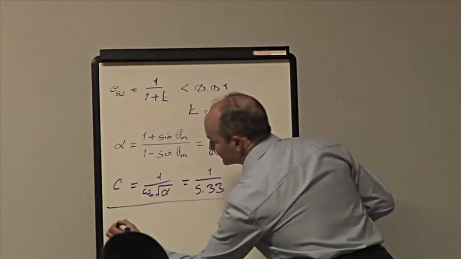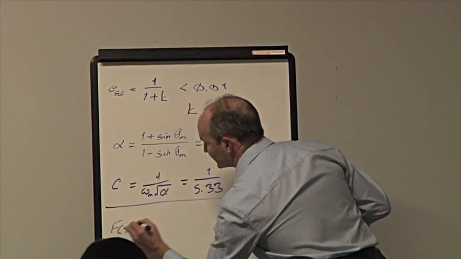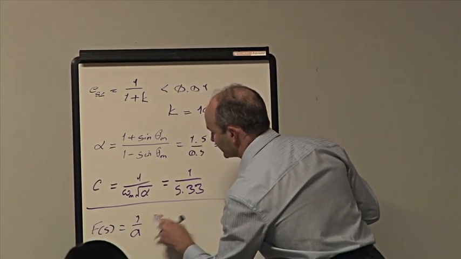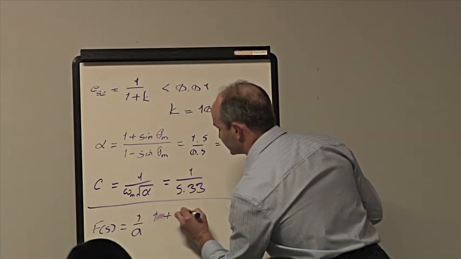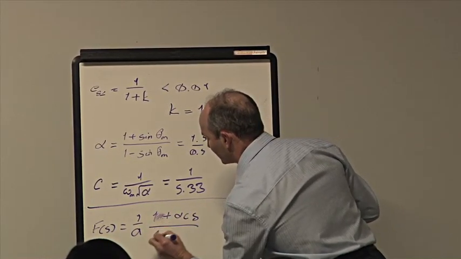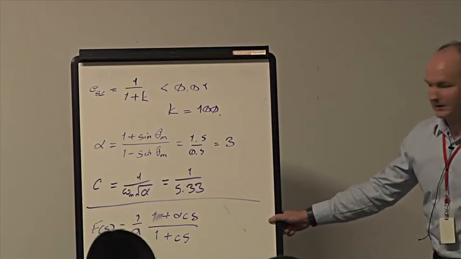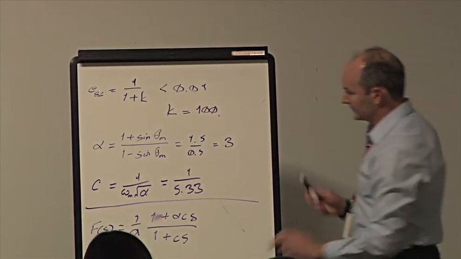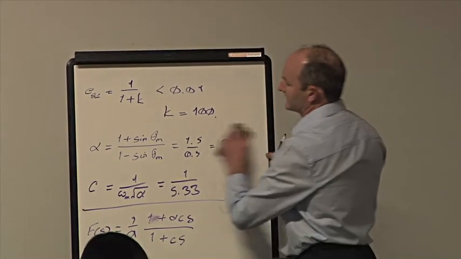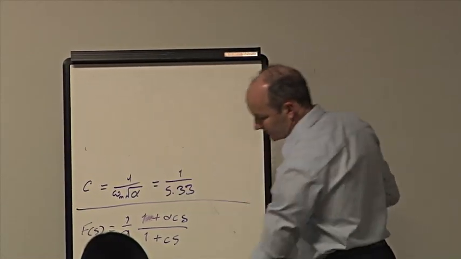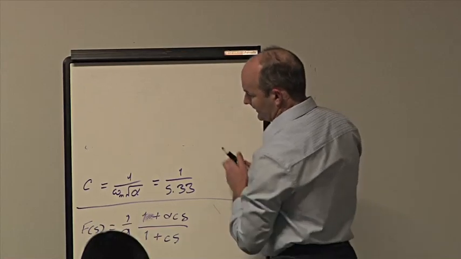Now, we can plug these straight into that formula for f of s. It's going to be 1 over alpha times 1 plus alpha times c times s over 1 plus c times s. That is the transfer function of the system that we're interested in. So let's work that out. I don't need to convert that to anything special. I can keep it like that.